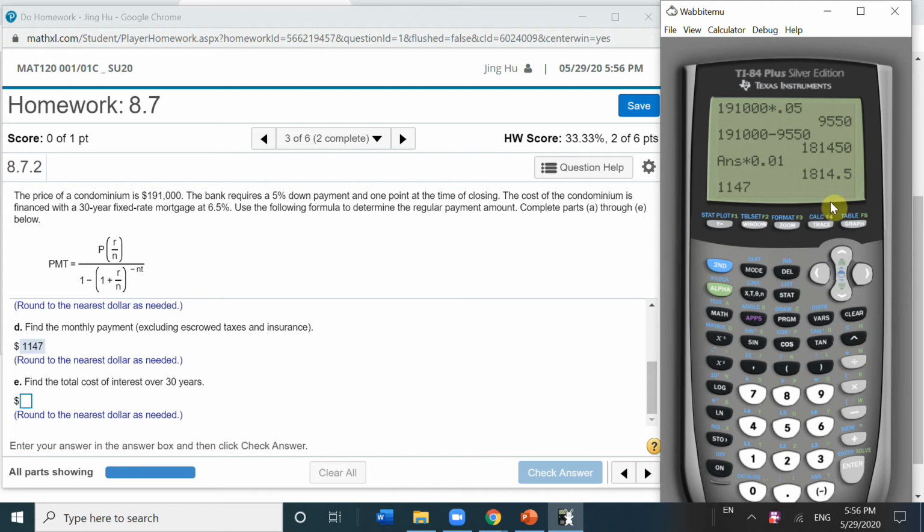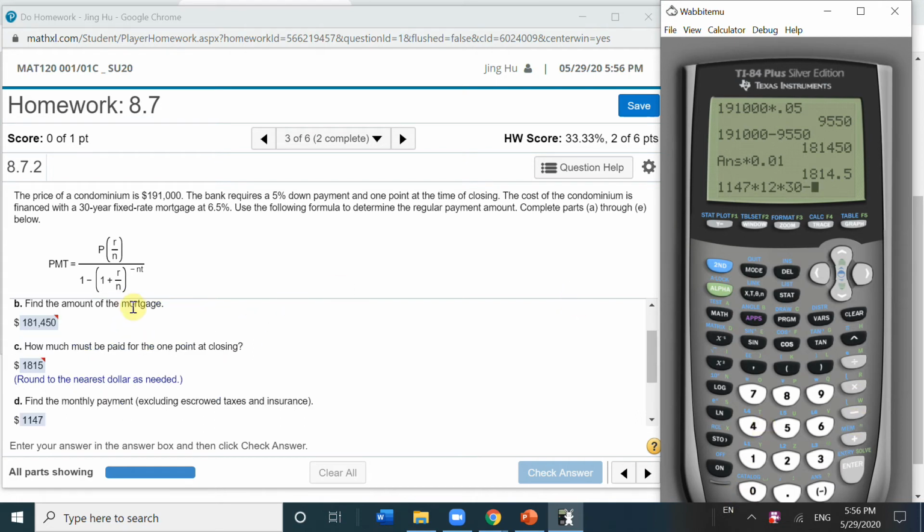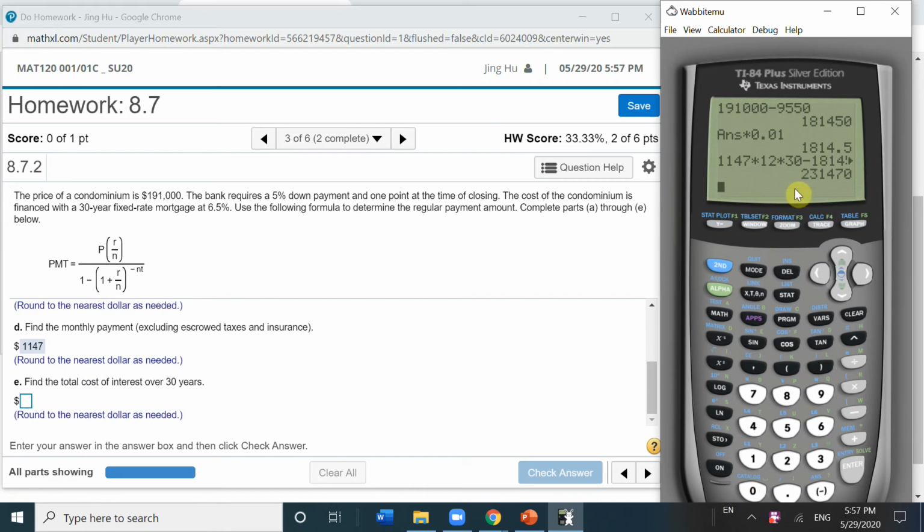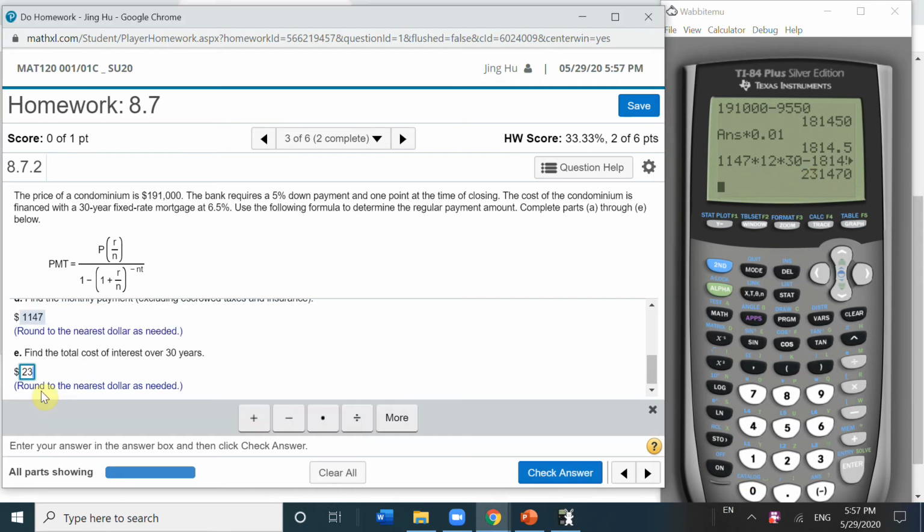Now, second mode, we go to our calculation. So we need to pay every month that much money times 12. That means that's for a year. Then times 30 for 30 years. The total amount you will have to pay minus the total mortgage. So that interest you actually pay a lot, already more than the house itself, the original price.